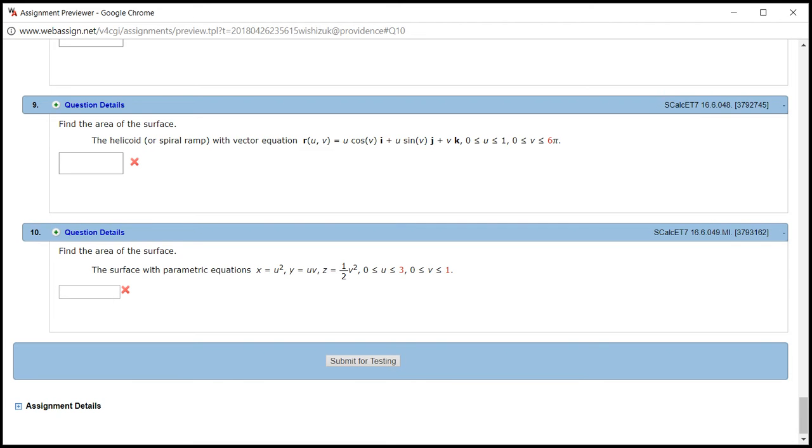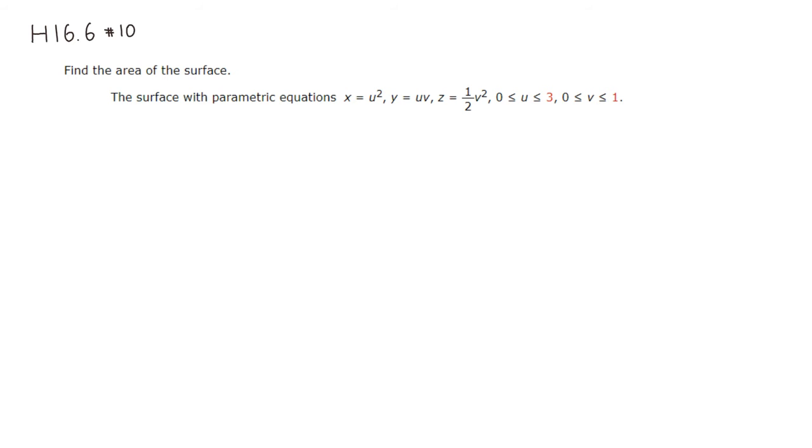Let's look at homework 16.6, problem number 10. We want to find the surface area whose parametric equations are given here. I'm going to call this R. So R is going to be, let's say x is u squared, so the first component is u squared. The second component is uv, and the third component is 1/2 v squared.